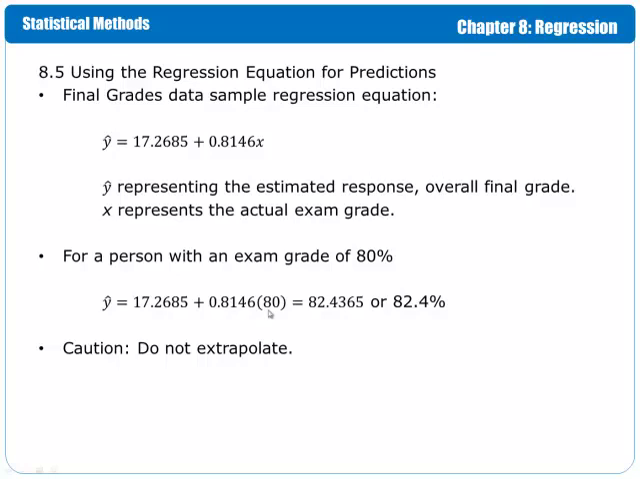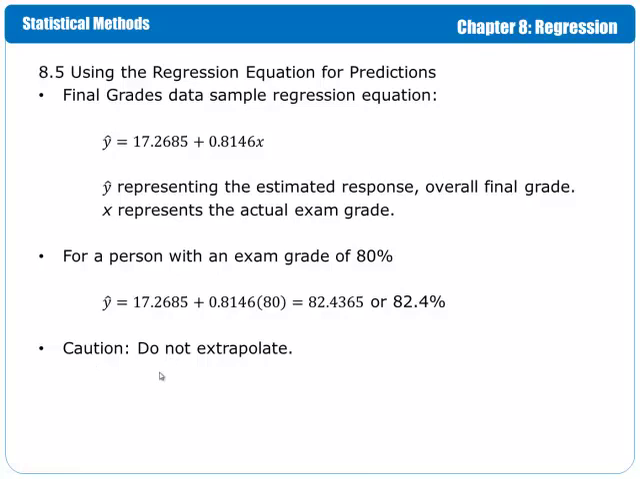So when we plug in the 80 into our regression model for x, we multiply it by the 0.81, and then we add that product to 17.2685, then we get 82.4365 or 82.4%.